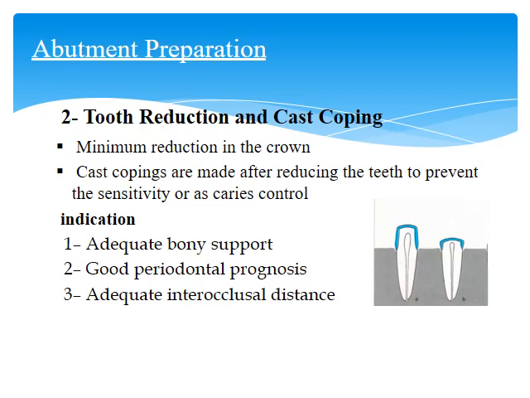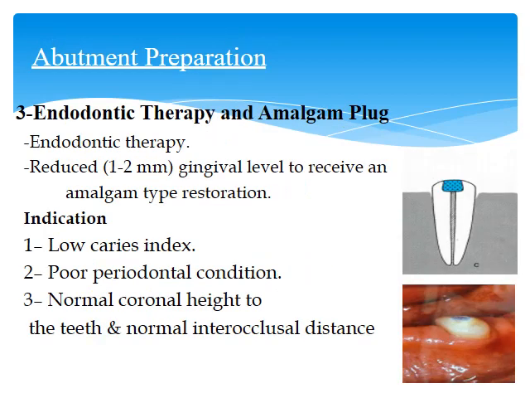Tooth reduction and cast coping. Minimum reduction in the crown. Cast copings are made after reducing the teeth to prevent the sensitivity or as caries control, and the indication by adequate bony support, good periodontal prognosis, and adequate interocclusal space.